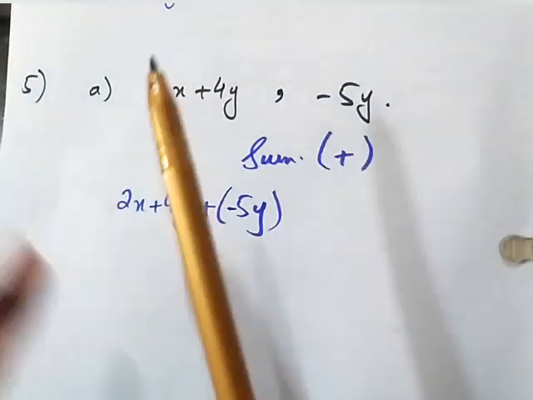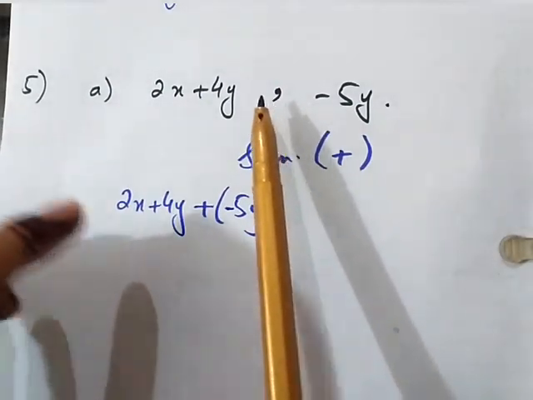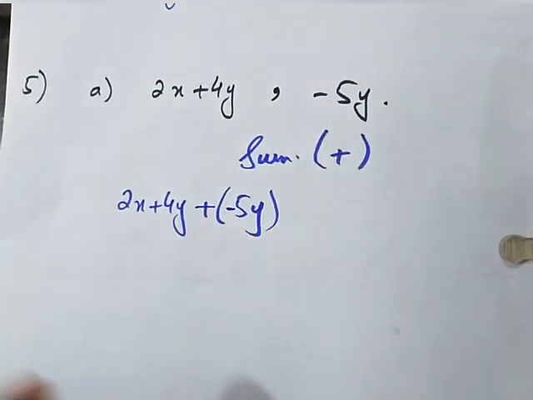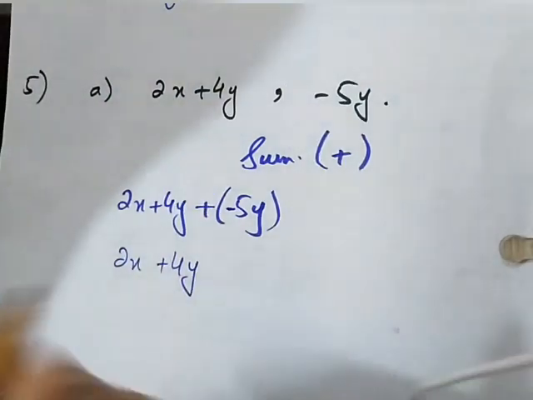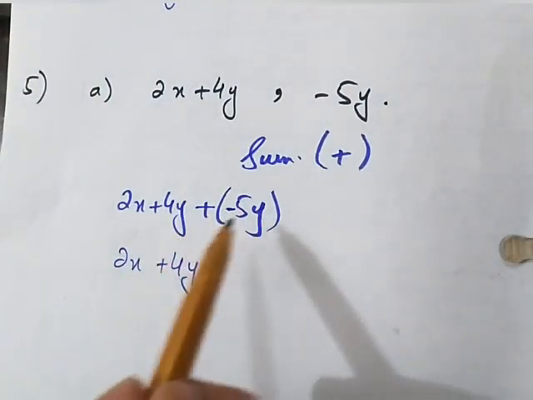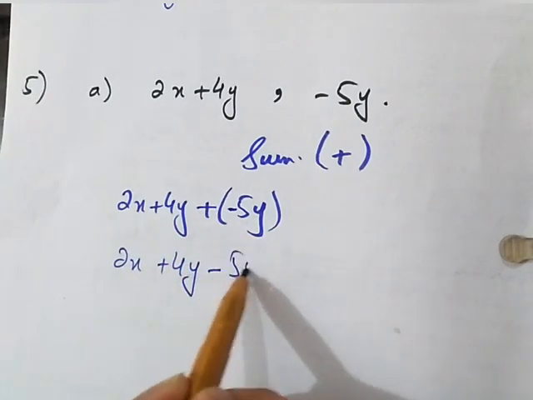Now what I just did: write down the first expression as it is, then replace the comma with plus, then use the bracket and put the next expression. Now we have to solve it. 2x plus 4y, we don't do anything to it; in the next step we solve the bracket, plus minus minus 5 5.